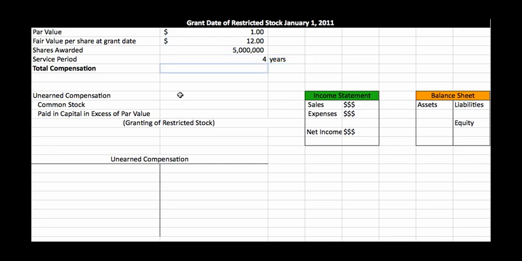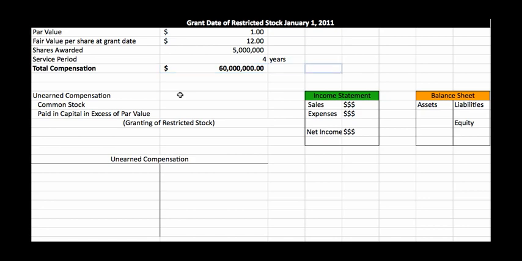So the first thing I want to look at is how much compensation I am actually awarding my executives over the term of the contract, or the service period. Logically, I would take the number of shares that I've awarded, which is 5 million, and multiply that by the fair value of the shares on the date that the restricted stock is actually granted. So I've awarded $60 million of compensation to my executives.